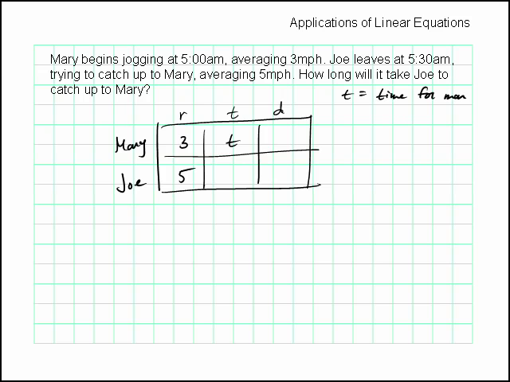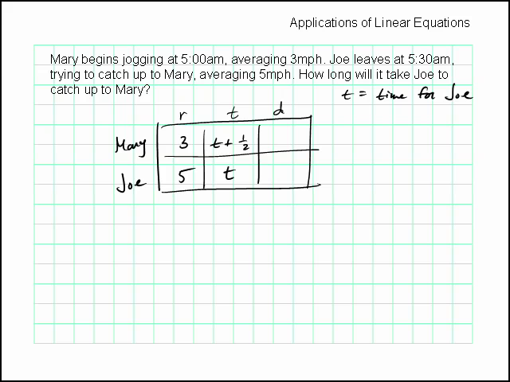Or actually, you know what? Let's change that. I'm going to let t equal the time for Joe. I think that might be easier. So we'll put t there for Joe's time. Now, if Joe has been jogging for t hours, Mary left 30 minutes before him, so her time is Joe's time plus an extra half an hour. She's been jogging an extra half an hour because she left before him.